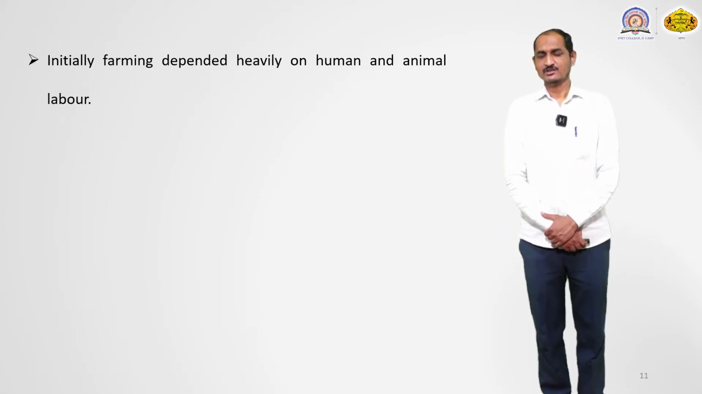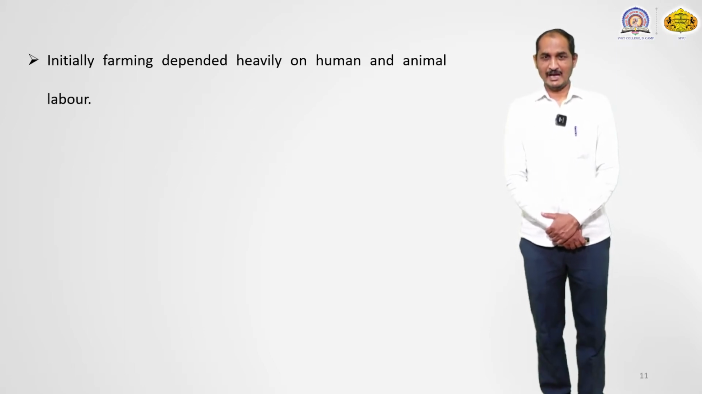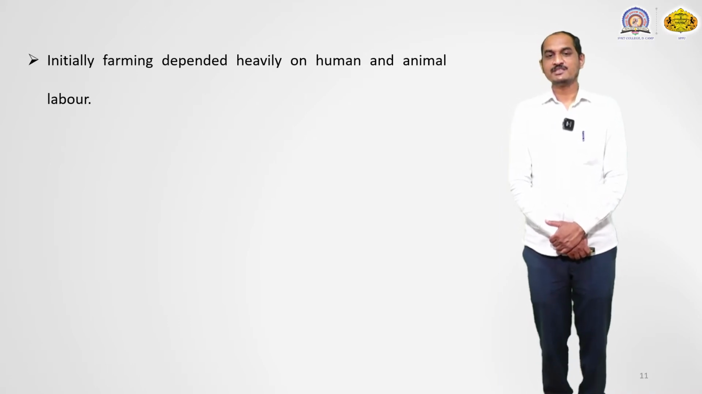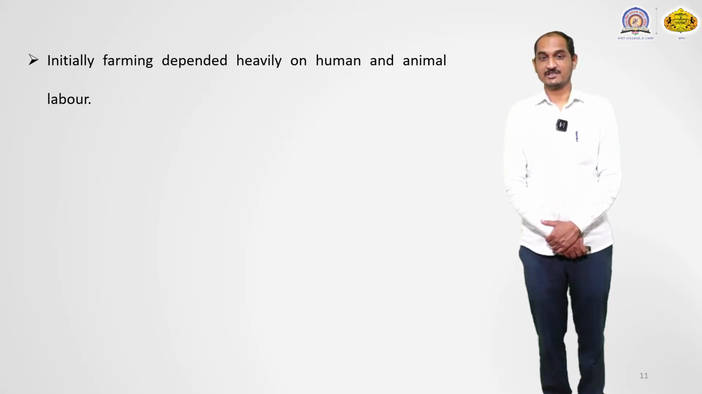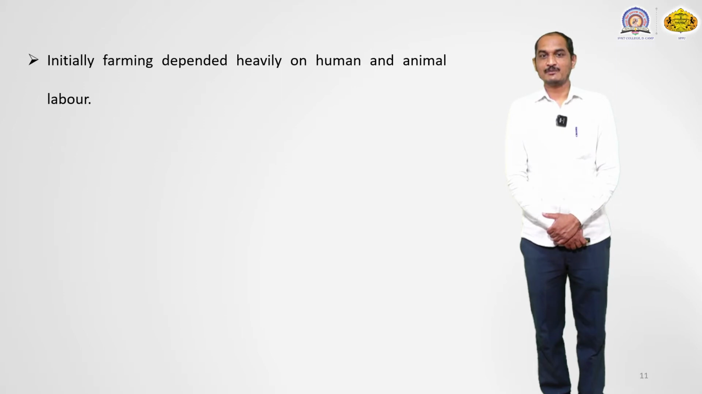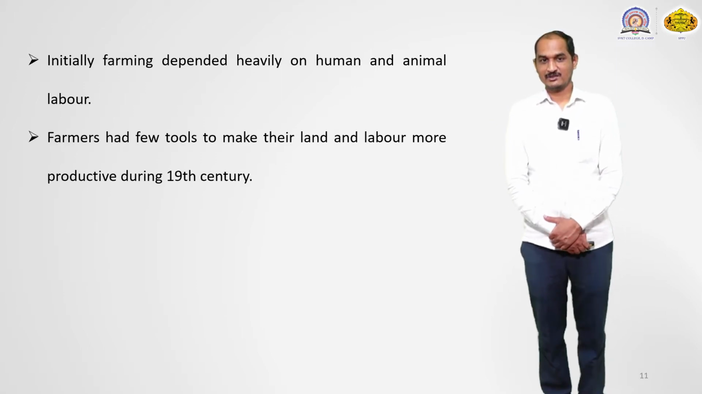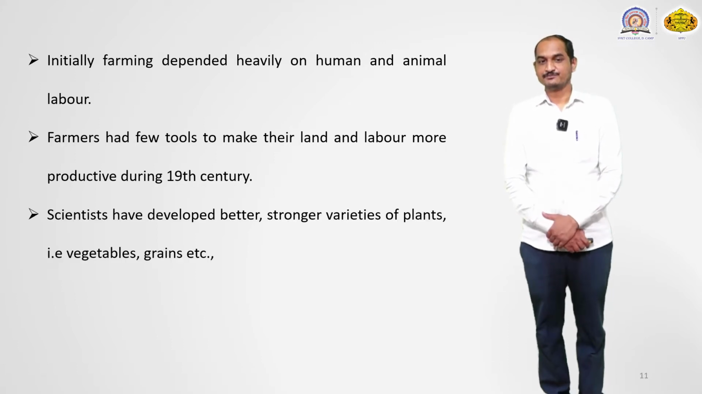Because all these living beings' life cycle is dependent on the agricultural sector. So initially, when we consider the agriculture sector, the farming sector, that farming depended heavily on human and animal labor. Okay. Then the farmers had few tools to make their lands and labor more productive during the 19th century.